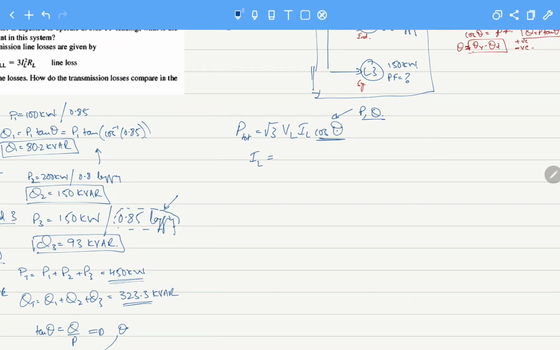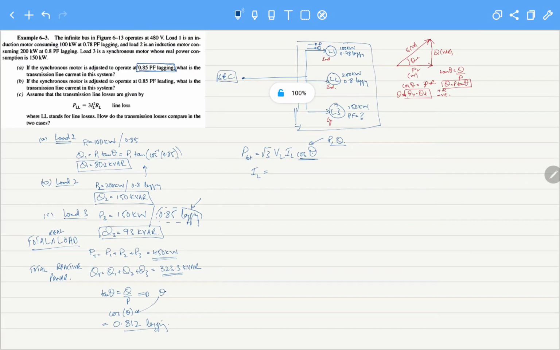So the value of IL will become, what is P total? Let's look at the question. P total we have calculated here. This is 450 kilowatt. What is VL? It operates at 480 volts, and the value of VL is 480. And cos θ we know, so the value of IL would be 667 amperes. So this is actually for part A.